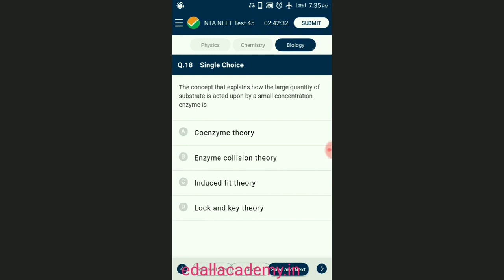This concept can explain how a large quantity of substrate is acted upon by a small concentration of enzyme. It also explains why enzymes remain unaffected after the completion of a bioreaction. So the answer for this question is option D, lock and key theory.